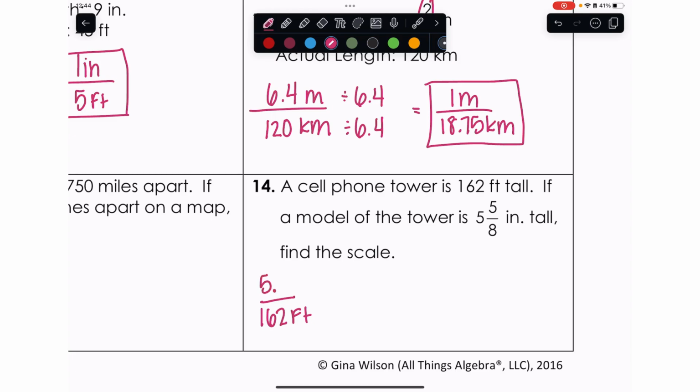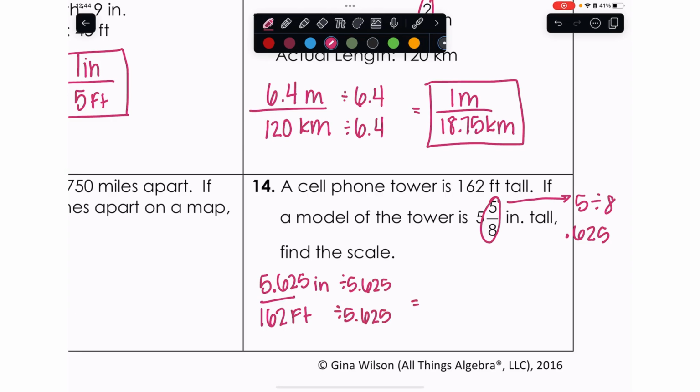So 5 point something, because I need to convert 5/8 into a decimal. So we can say 5 divided by 8, which gives me 0.625. So that's how we can convert 5/8 into the decimal. 5.625 inches. Okay? So then here's what I'm doing. I want to reduce that numerator to 1. I want to say 1 inch means how many feet? So I can divide both the top and bottom by 5.625. Whatever the numerator is, that's what we divide by.